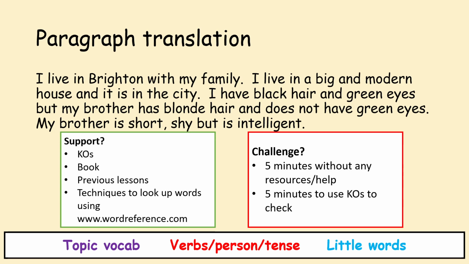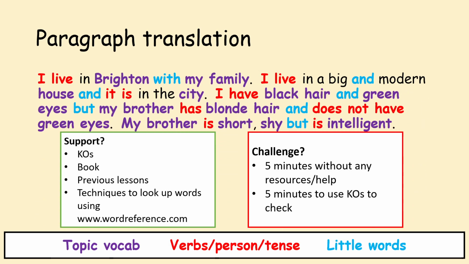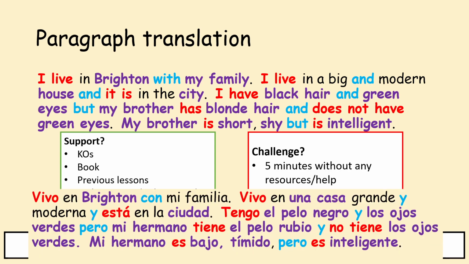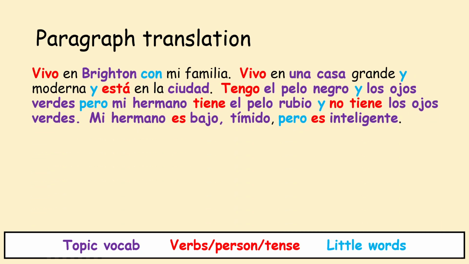Okay, so hopefully your paragraph may have looked a bit like this if you were breaking it down in English first of all. So you've got our purple for the vocab, red for our verbs, person and tense, and blue for our little words. And these would be the paragraph translation. Make sure you're pausing the video and you're going through sentence by sentence.